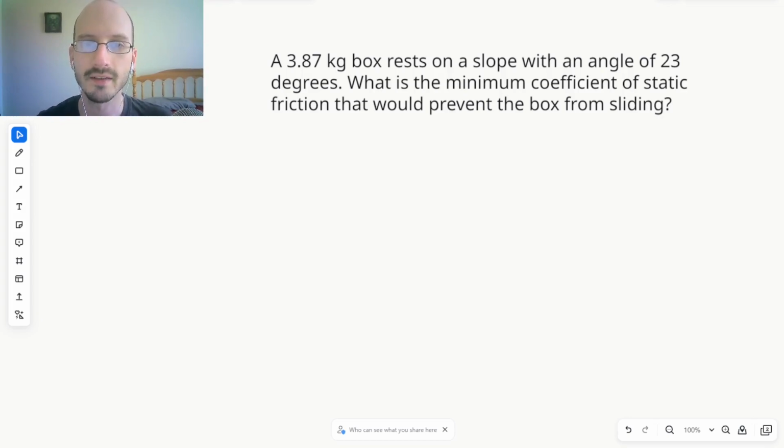A 3.87 kilogram box rests on a slope with an angle of 23 degrees. What is the minimum coefficient of static friction that would prevent the box from sliding?